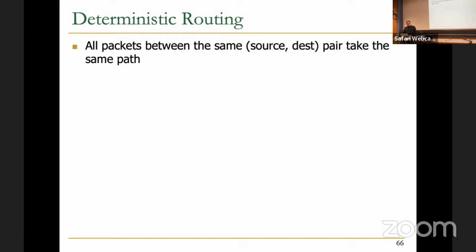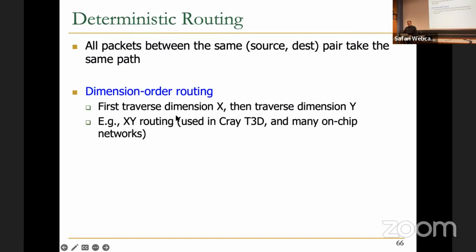So all packets between the same source and destination pair take the same path. An example can be dimension order routing in a mesh network. You first traverse dimension X and then traverse dimension Y. That's XY routing. But in general, the mesh that we showed is considered a two-dimensional mesh. So a mesh can also be implemented as a 3D mesh or 4D mesh, right? So in general, we call it dimension order routing.